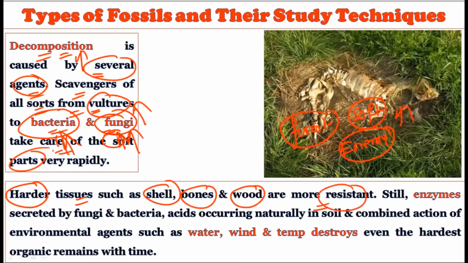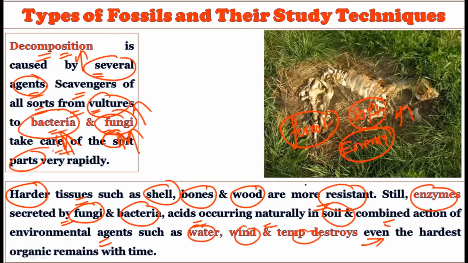These are more resistant, but still there are certain kinds of enzymes secreted by the fungi and the bacteria, acids occurring naturally in the soil, and the combined action of natural agents such as water, wind, and temperature destroys even the hardest organic remains with time. So now you can understand why sudden burial should be there to create a fossil. Because whenever a plant or animal dies naturally, the softer parts are quickly absorbed by the fungi, bacteria, and vulture-like organisms.